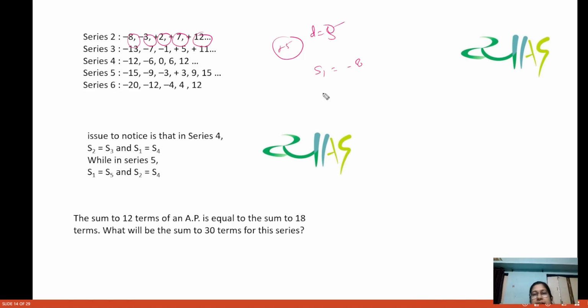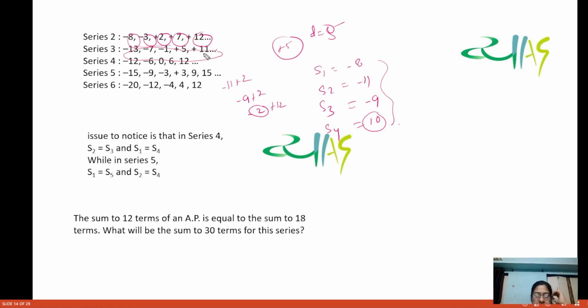It doesn't look like it. If you do S2 you will get -11. If you do S3 then it will become -9. If you do S4 then it will become what? -11 plus 2 is -9, plus 7 is -2, and plus 12 is 10. So here we are not getting any such symmetry. Let us check for this series.